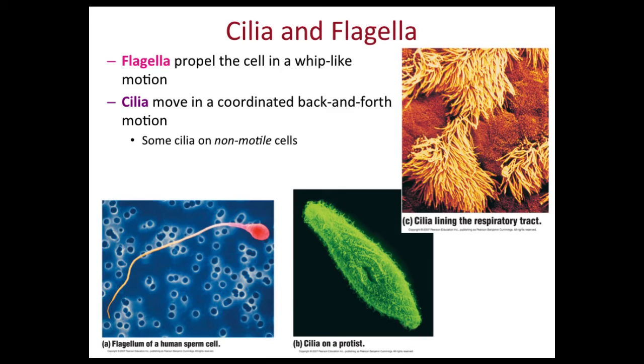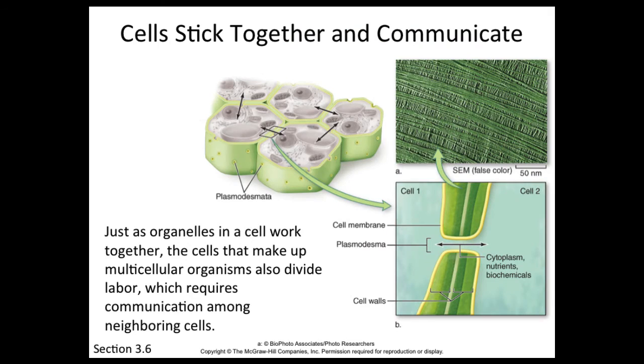These look like little hairs covering the surface of the cells, and these cilia move back and forth in a coordinated motion. For some organisms, like this protist, these cilia allow it to move and float through the water. But in other organisms, like humans, we have cilia that are lining the surface of our respiratory tract cells.